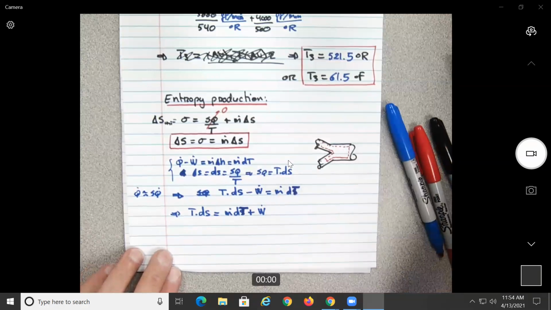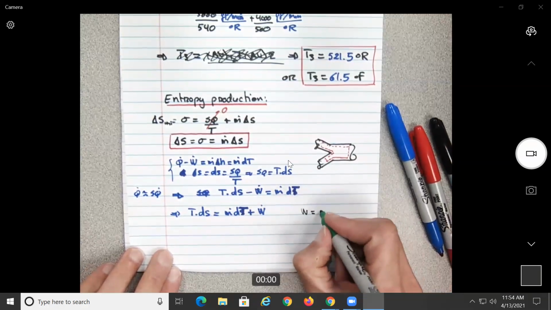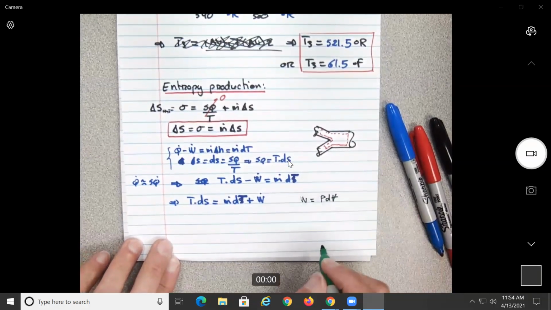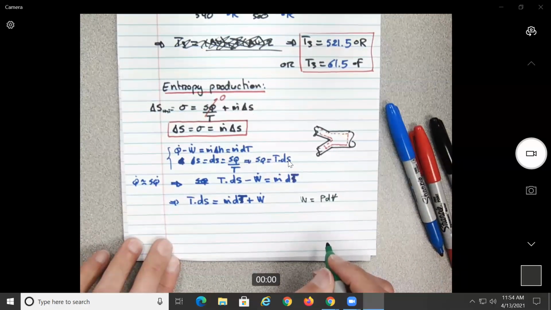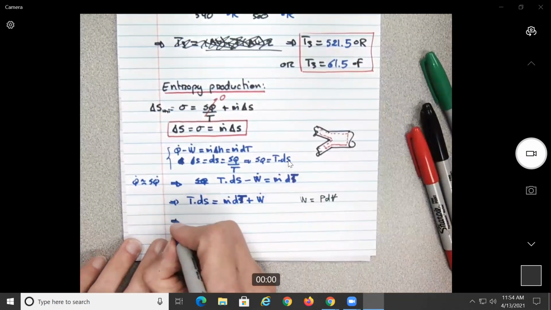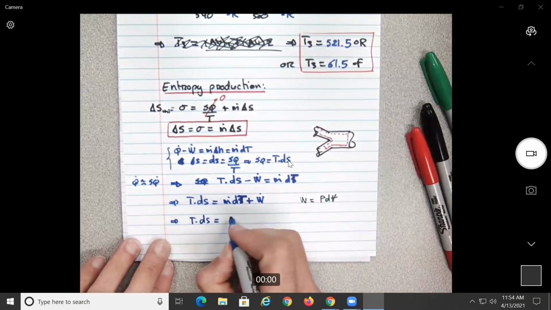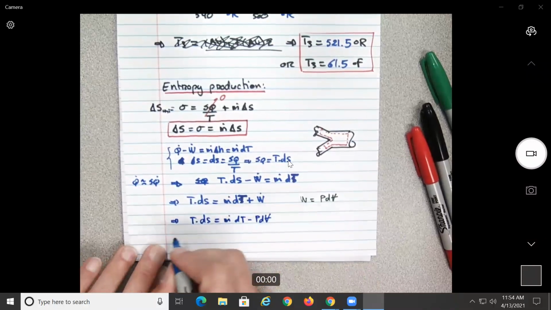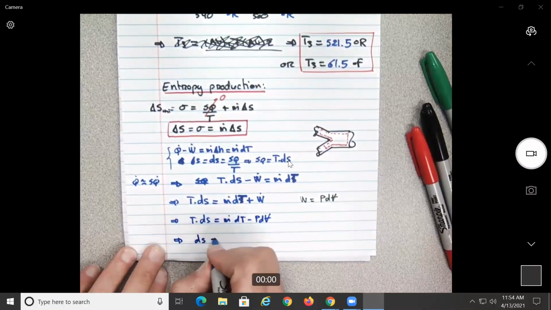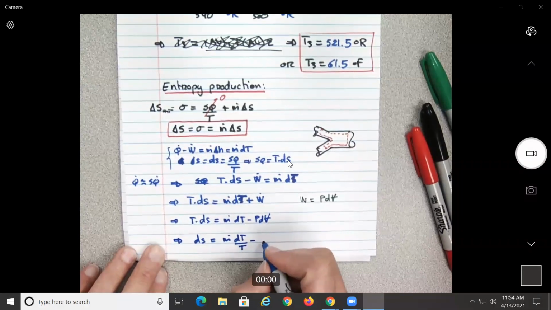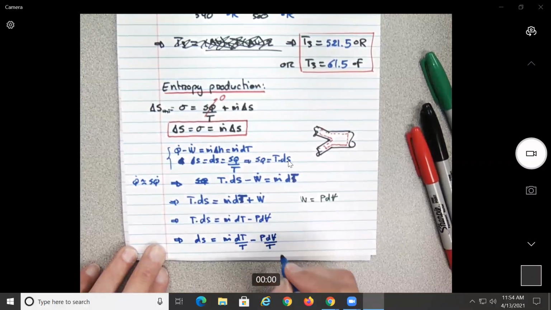So generally the work is equal to what? I think for the book it's P dV. Or we can use specific volume per unit mass, so P dV. So this means that we have TdS equal to m dot dT minus P dV. So this gives us that the dS is equal to m dot dT over T minus P dV over T.